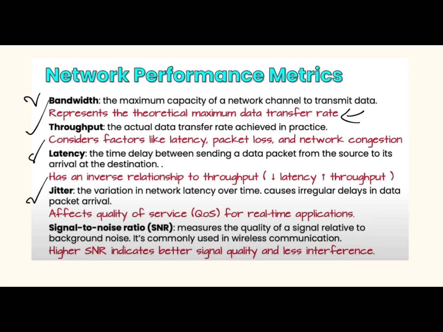Fourth one is jitter. Jitter is the variation in latency. Packets don't arrive at consistent times. Why does it matter? Because it affects real-time traffic like voice over IP, video calls. An analogy is like waiting for a train that arrives at random times every day. So that is jitter. So jitter is not a consistent thing.